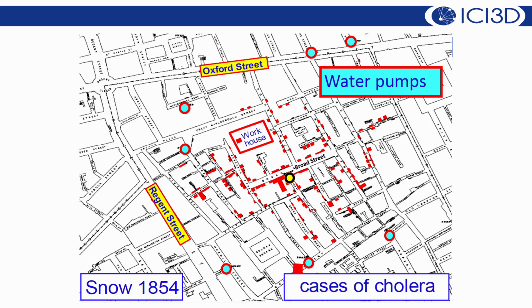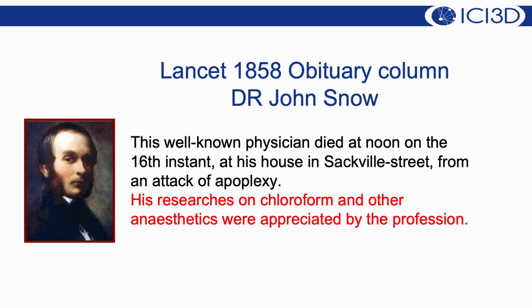And to take his hypothesis further, he essentially removed the handle from the pump. It's a very famous case, the Broad Street water pump. So that people could not get water from that pump, they had to go to some of these other pumps. And what happened was that, when he did that, the whole cholera epidemic collapsed completely.